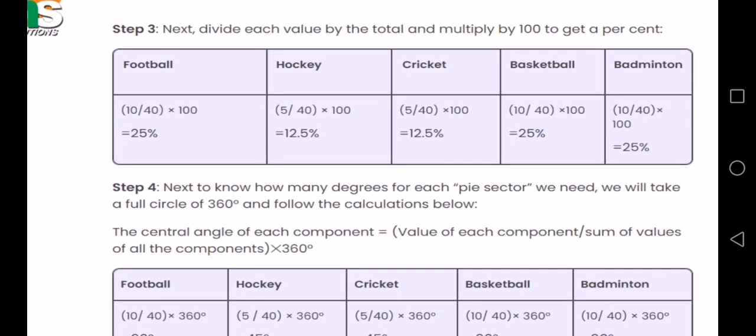In this case, we convert the data into percentage. Football 10 students is therefore 10 by 40 into 100, which is 25%. Like this we get all the games in percentage.